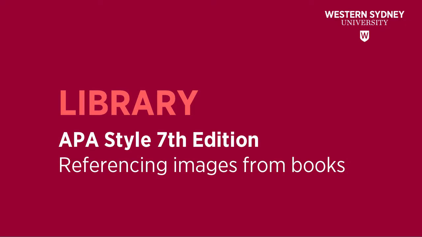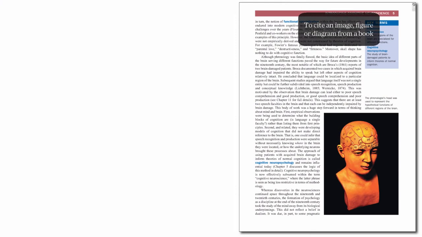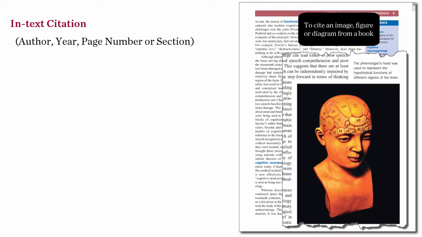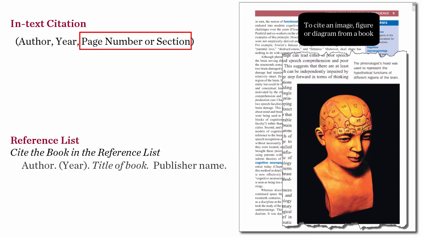This library video will show how to reference images from books in the APA 7th referencing style. To cite an image, figure, or diagram from a book, in the in-text citation, include the page number or section from the book, and then simply cite the book in the reference list.